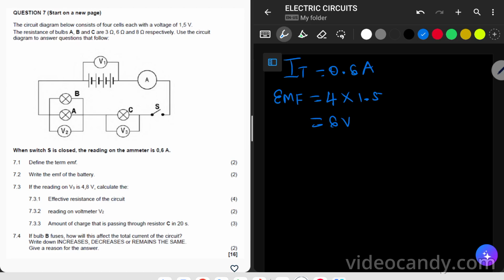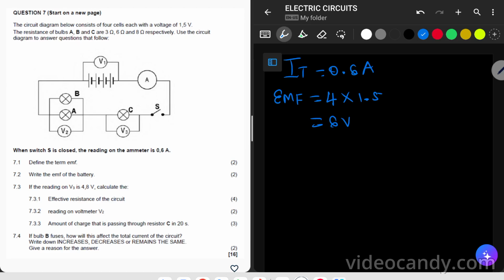Simple. Okay. Question 7.3, they say, if the reading on V3 is 4.8 volts. V3 is a voltmeter and it reads the voltage. V3 reads the voltage used by resistor C, which is 4.8 volts. Therefore, when you're calculating, you're going to know resistor C has a voltage of 4.8 volts.